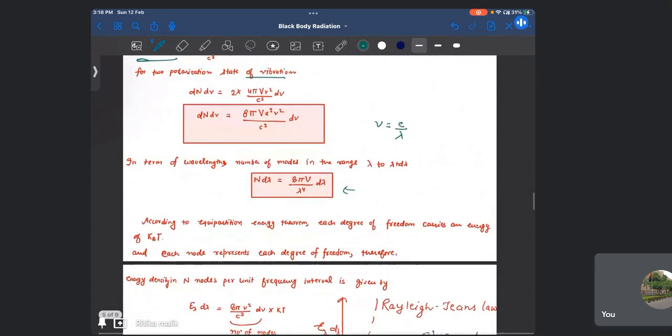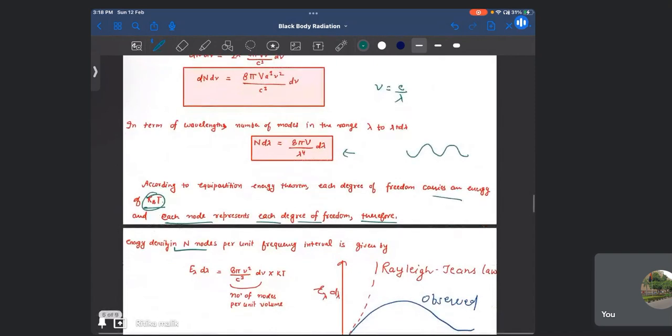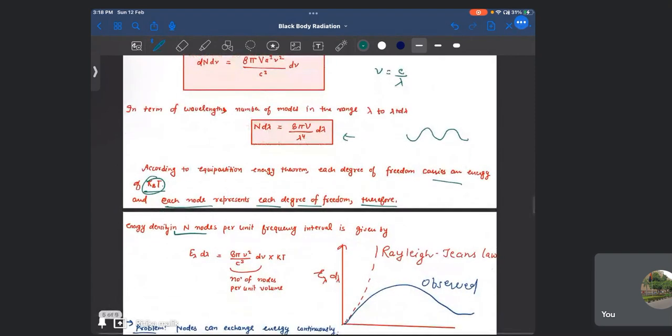According to equipartition of energy, each degree of freedom will carry an energy kBT. So each mode carries an energy of kBT, and for N modes within a unit frequency range, we have N times kBT energy. So the number of modes within a frequency range dν is given by this, multiplied by kBT, which is the total energy within our dν range.